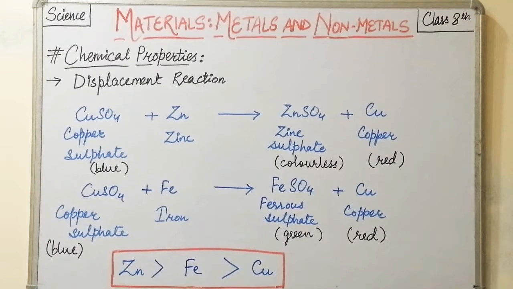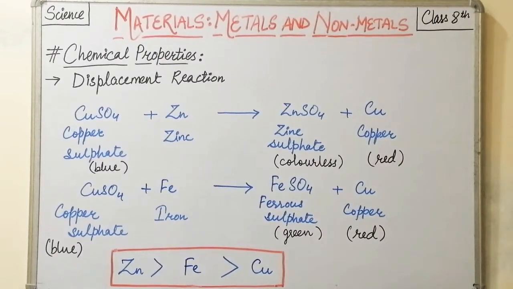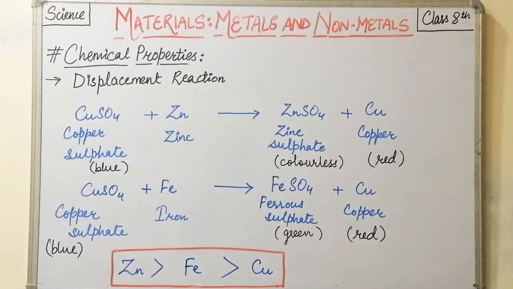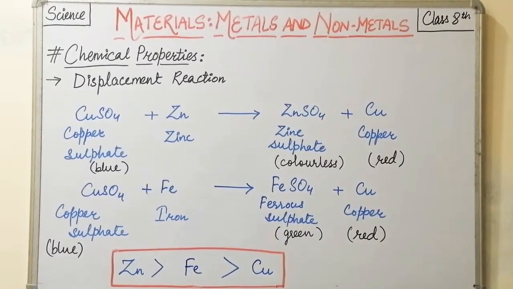So basically a displacement reaction is the one in which one element takes the place of another element in the chemical formula, and another compound is formed. A new compound is formed when one element takes the place of another element from an existing compound.